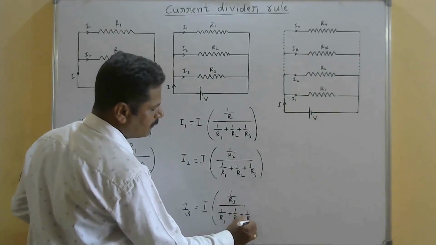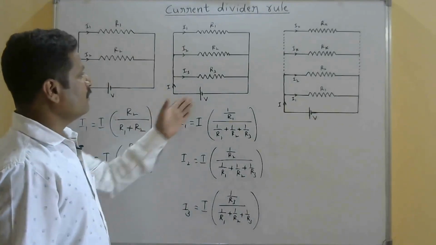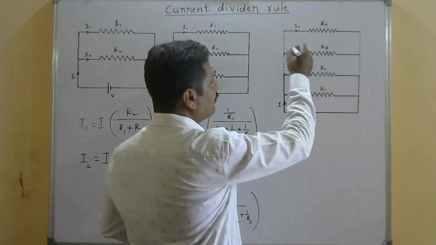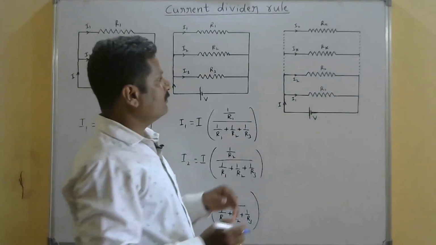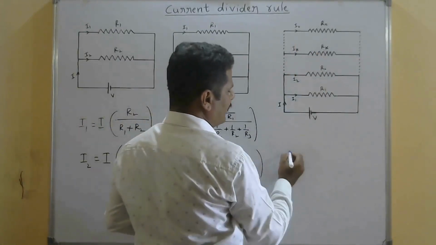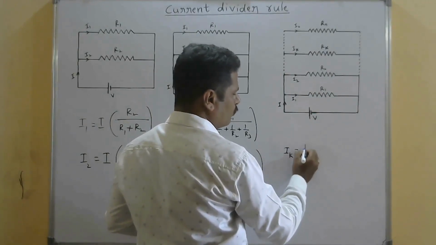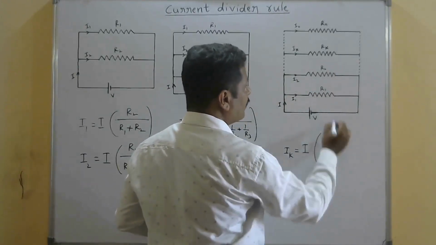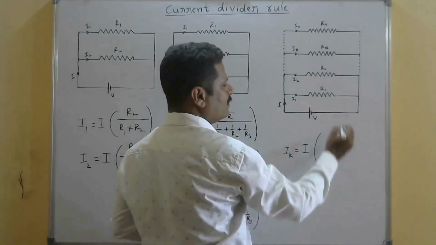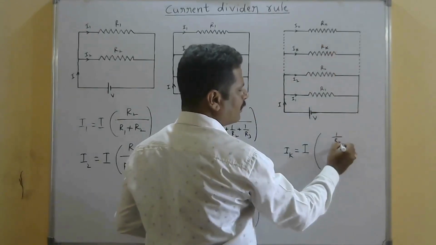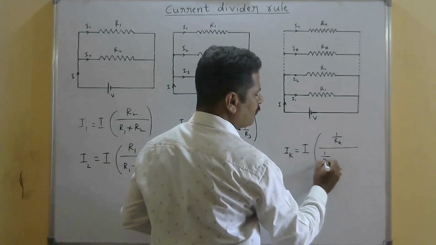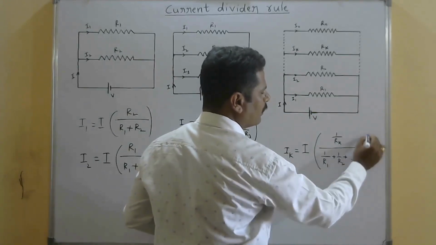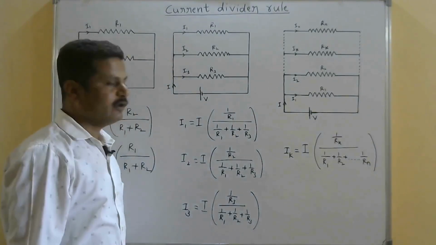This is the current divider rule for 3 resistors or n number of resistors connected in parallel. If there are n resistances connected in parallel and you want to find the current through any one branch, let me consider IK, the current through this branch. IK is equal to the total current times 1 upon RK divided by the sum of the reciprocals of all the resistances, 1 by R1 plus 1 by R2 and so on. This is the current divider rule.